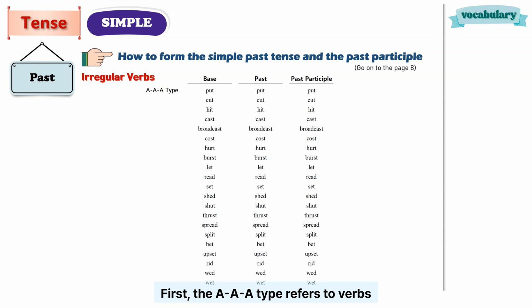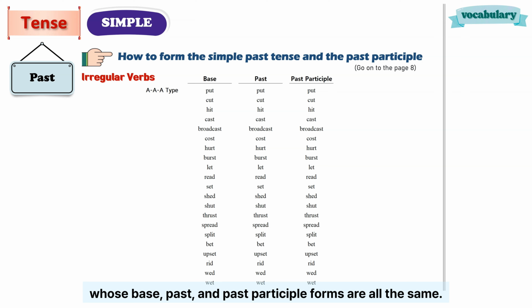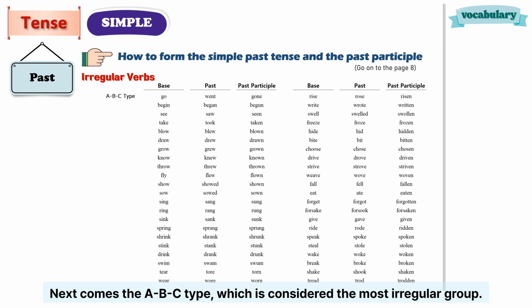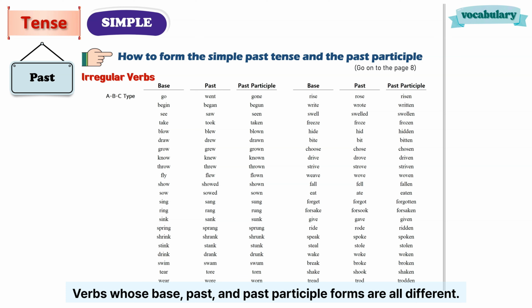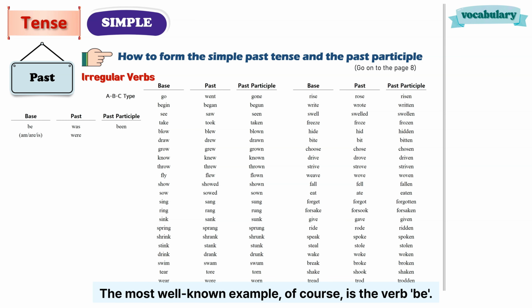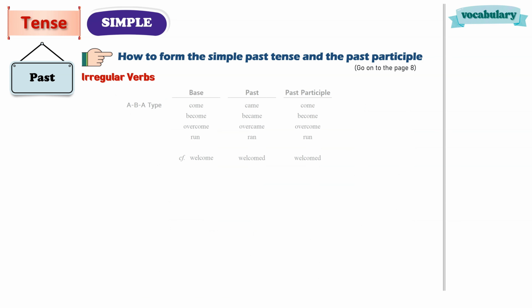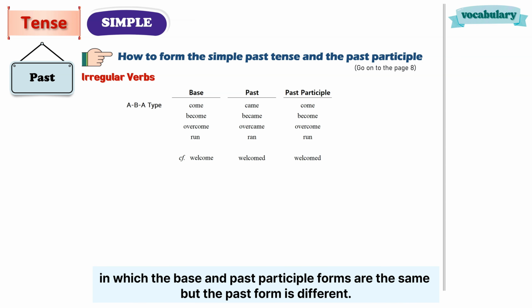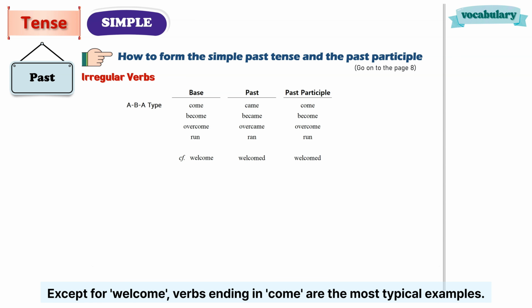First, the AAA type refers to verbs whose base, past, and past participle forms are all the same. Second, the ABB type refers to verbs that do not take ed, but whose past and past participle forms are identical. Next comes the ABC type, which is considered the most irregular group, verbs whose base, past, and past participle forms are all different. The most well-known example, of course, is the verb be. Although rare, there is also the ABA type, in which the base and past participle forms are the same, but the past form is different. Except for welcome, verbs ending in come are the most typical examples.